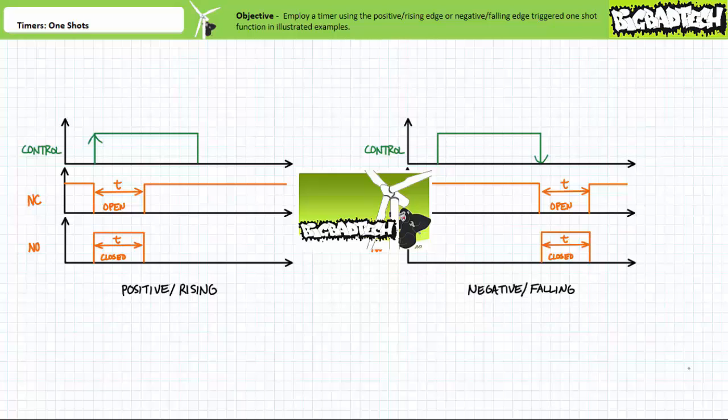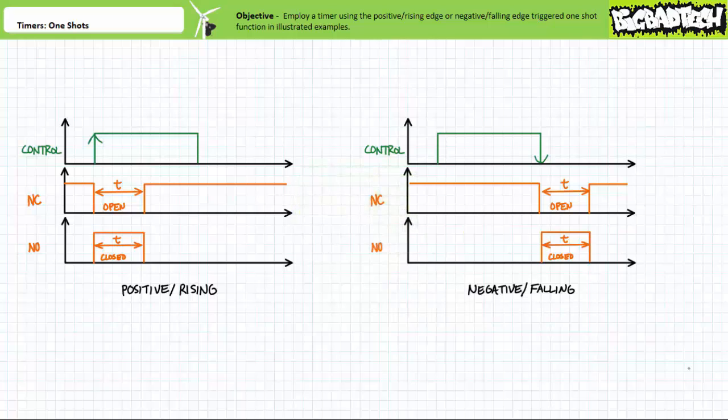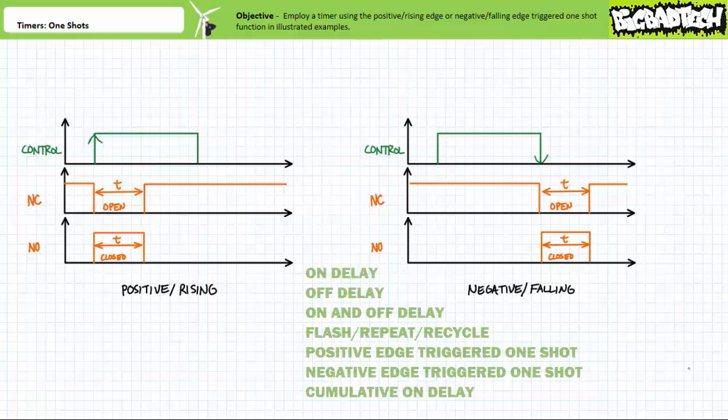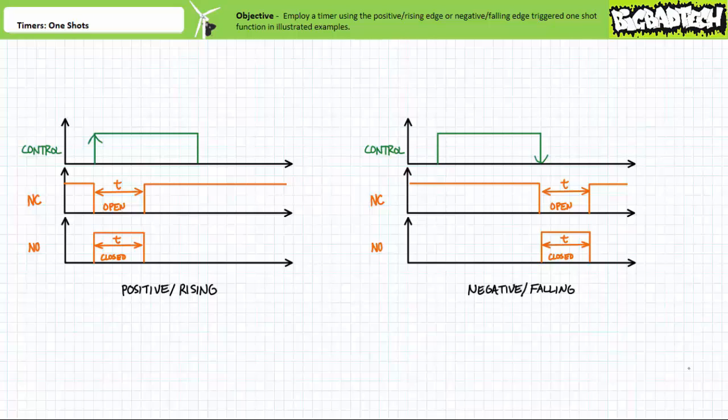If you haven't watched these lectures yet, or only dimly recall their contents, please take the time, pardon the pun, to do so now. Recall that a timer is a control device that exhibits a time-based shift between the assertion of its controlling input and the activation or deactivation of its associated contacts. Timers can perform numerous functions, including but not limited to on delay, off delay, on and off delay, flash, repeat or recycle, positive or negative edge-triggered one-shots, cumulative on delays, and more. Today's lecture deals exclusively with the one-shot function, both positive or rising edge-triggered and negative or falling edge-triggered varieties.